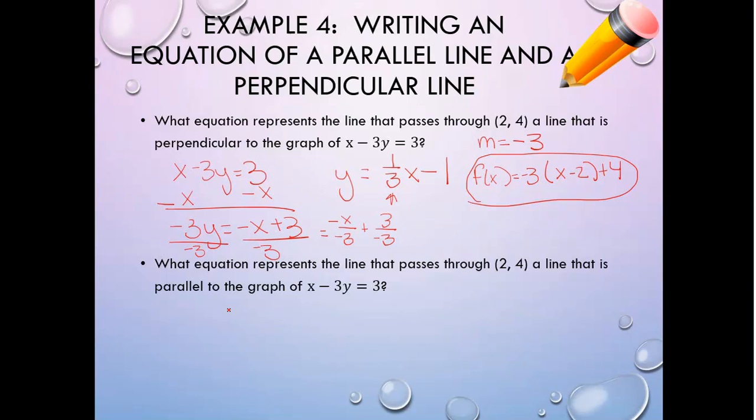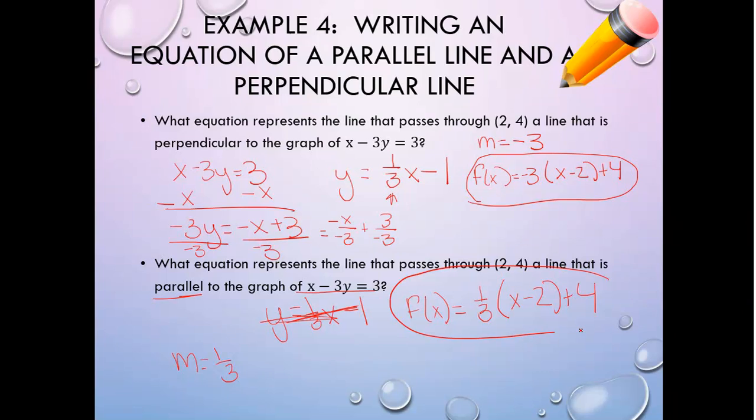Let's try this other one. So this one's parallel and it's the same equation. So I get to steal this equation, right? Because I already solved for y above here, and it's the same equation between these two problems. So now my slope is 1/3 because I want something parallel to it. So I get to forget now about this and set up my equation. So f of x equals my slope, which is 1/3, and then x minus 2 plus 4. And we're going to leave it like that.